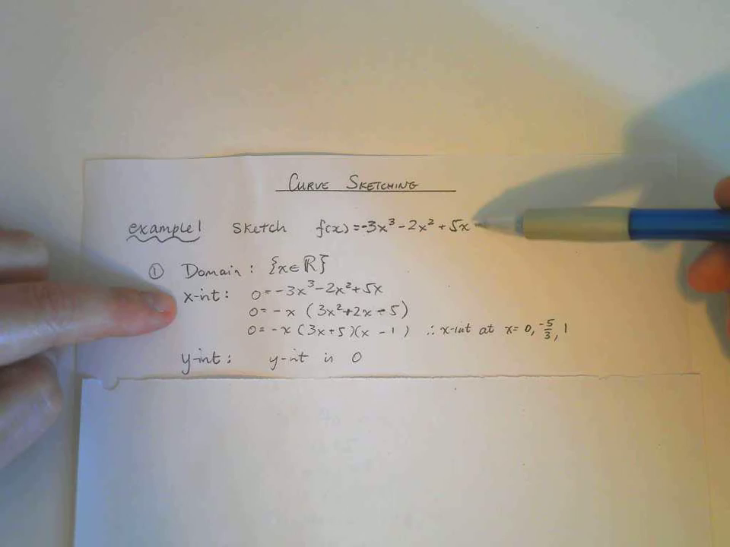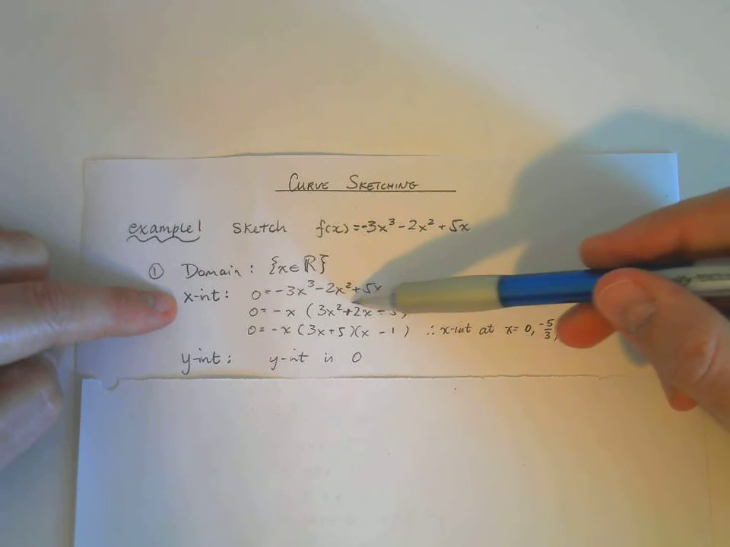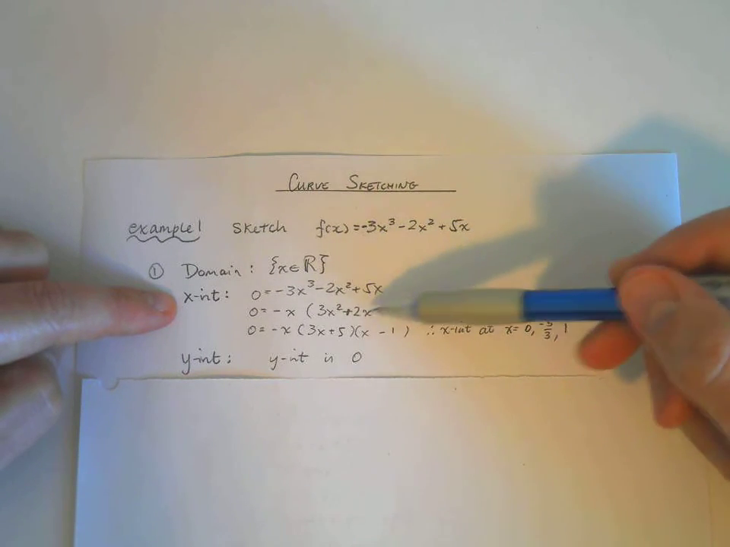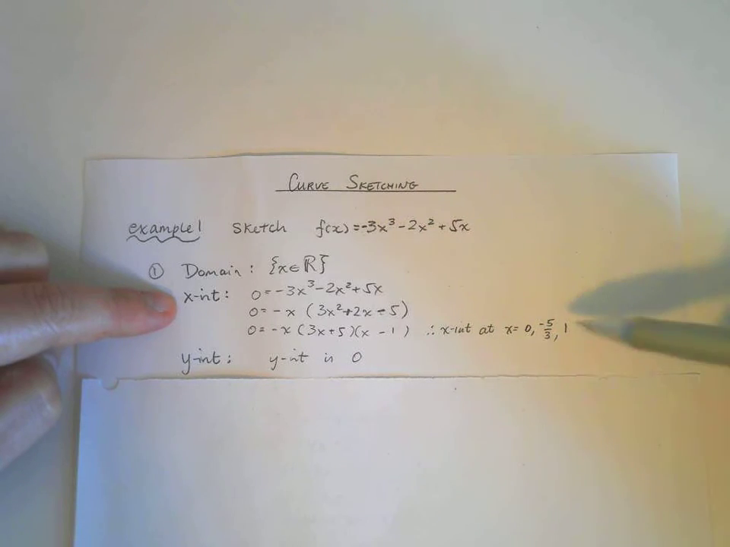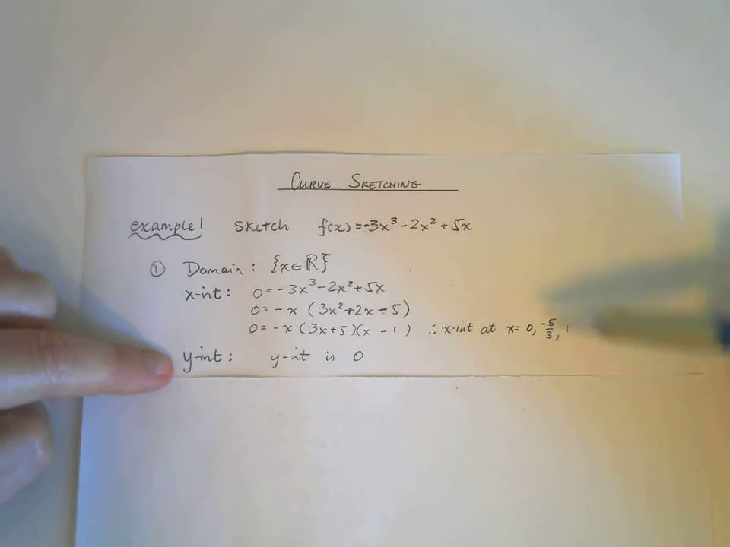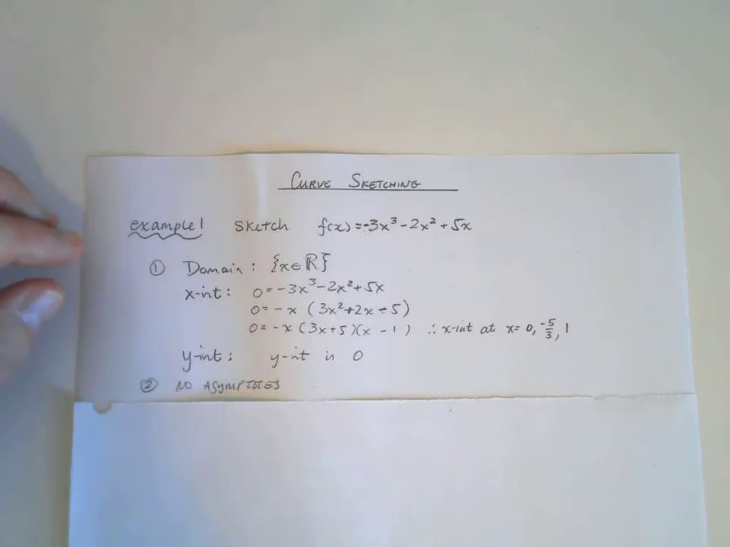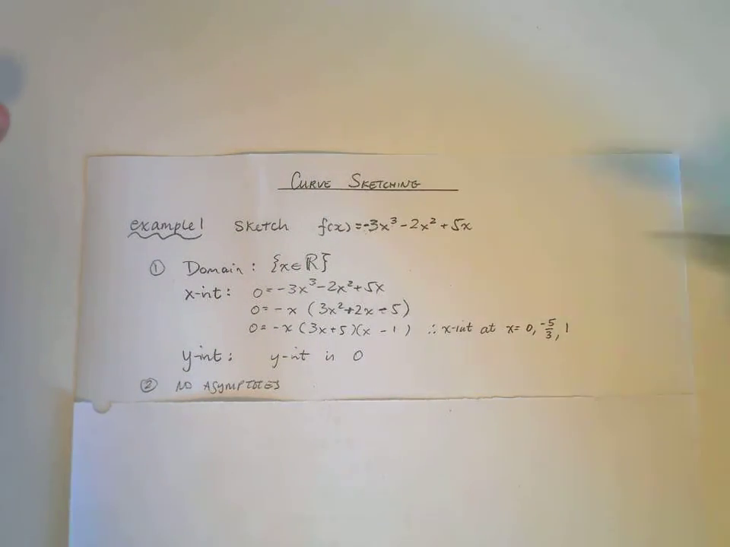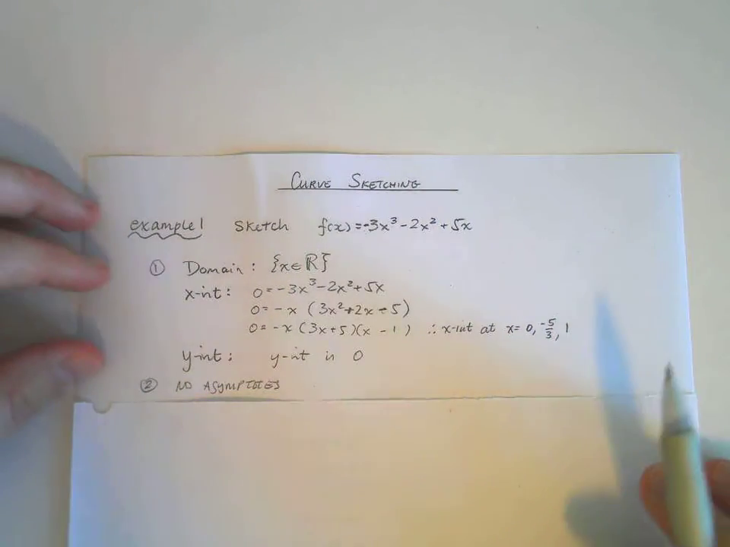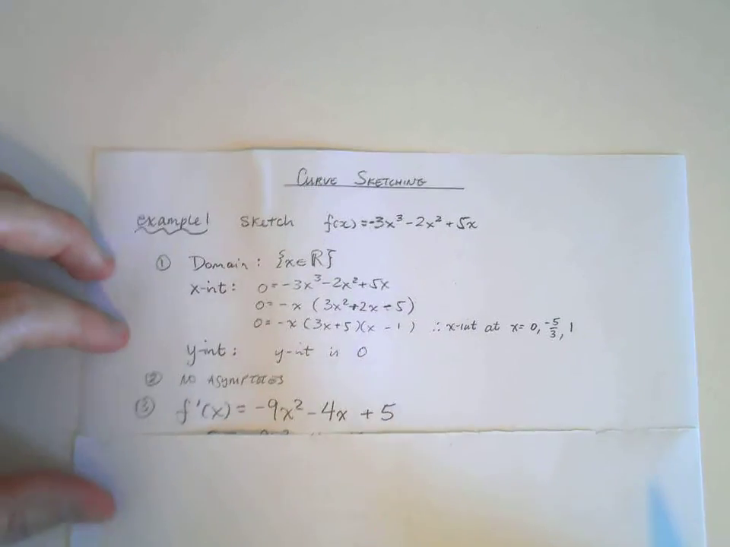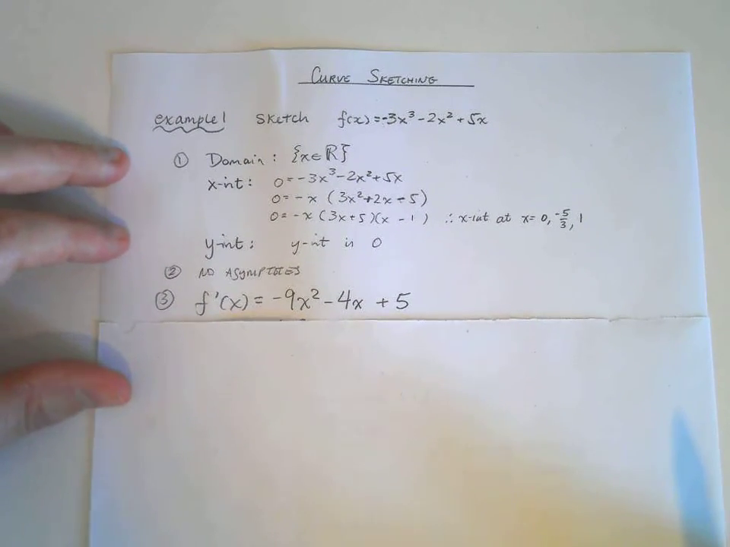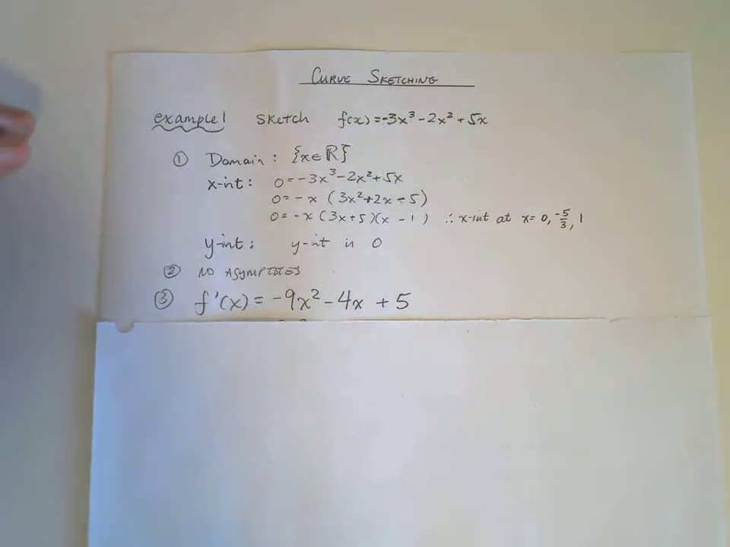X-intercepts, the way that it's written right now, we can factor this thing using just common factoring and then some trinomial factoring to find where its x-intercepts are going to be. Find the y-intercept: plug in x being 0, so it's going to happen at 0. Then next in our algorithm would be to look at asymptotes. This one doesn't have any, it's a polynomial, so we can skip that part.